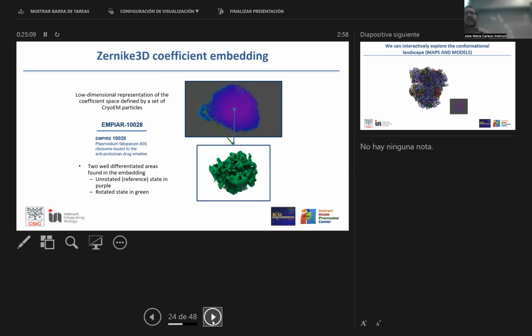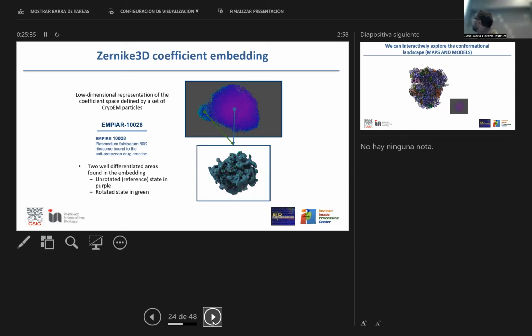So the thing is working very nicely. The pointer doesn't work so well, but what you have here is actually a reduced, two-dimensional representation of the variability that we are finding. Each of the points here is an image, okay? So you have 500,000 images, you have here 500,000 points.